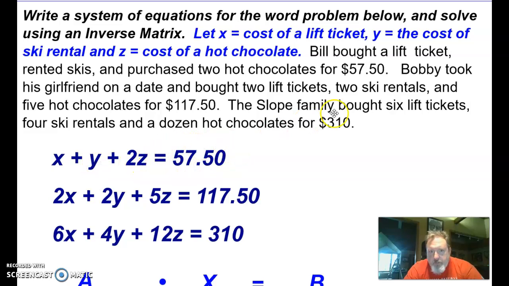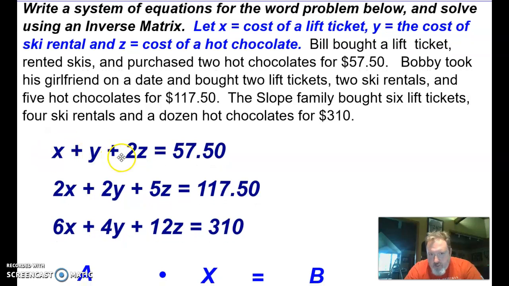There's his total. And then we have Bobby took his girlfriend on a date, so he paid for 2 lift tickets, 2 ski rentals, and 5 hot cocos. There was his total. And then we had the Slope family. They bought 6 lift tickets, 4 ski rentals, and 12 hot chocolates and spent $310. Needless to say, this would be a pain to solve by hand because we would have to eliminate the x's in these 2 equations and get rid of x. That would give us y and z. Eliminate it again. Forget that. We just do matrices. Much easier.